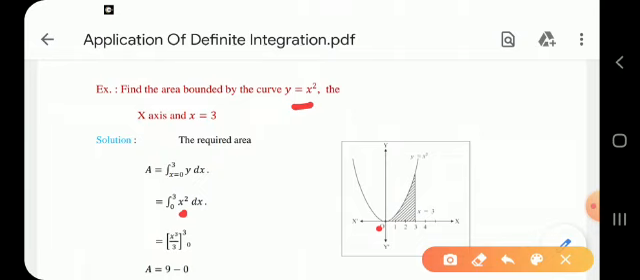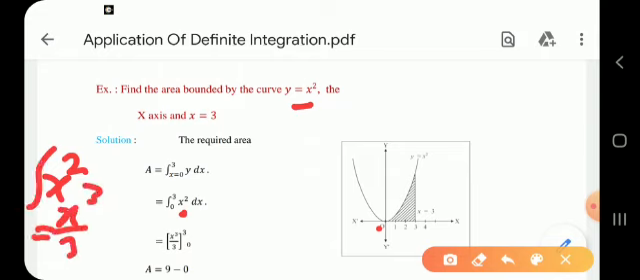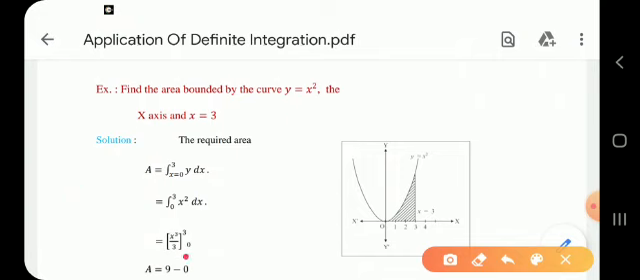Now integration from 0 to 3 of x square dx is given. Everyone knows integration of x square is x cube upon 3. So we consider this integration, x cube upon 3, and the limit is from 0 to 3. Here the lower limit is 0, the upper limit is 3.